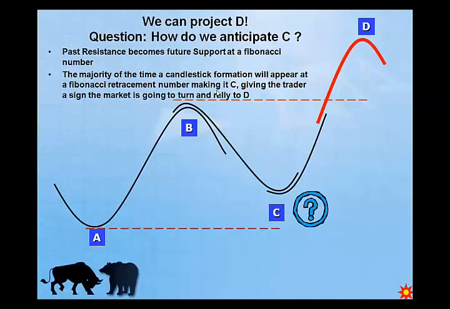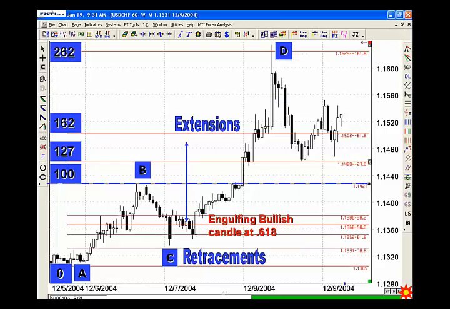Now, we can project D, and the question is, how do we anticipate C? Past resistance becomes future support at a Fibonacci number. That's a very strong sign. Also, we could look at pivot points, which you're going to learn on a future lesson, which is important. And we want to look at that where they coordinate with a Fibonacci number. The majority of the time, a candlestick formation will appear at a Fibonacci retracement, or if not, it's going to bounce at a pivot point level. And we can see it here.